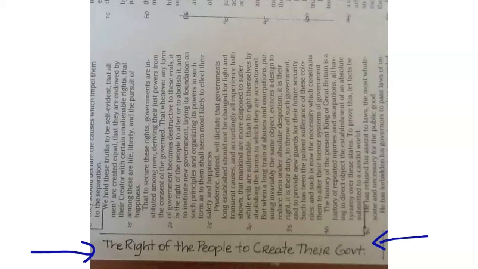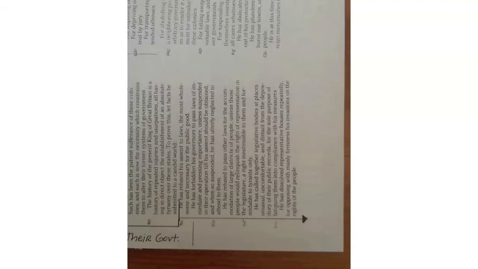So you're first going to draw a line from line 12, which is where it says "we hold these truths," and you're going to draw that line down to line 44, just before it says "submitted to a candid world." And then you write the right of the people to create their government.